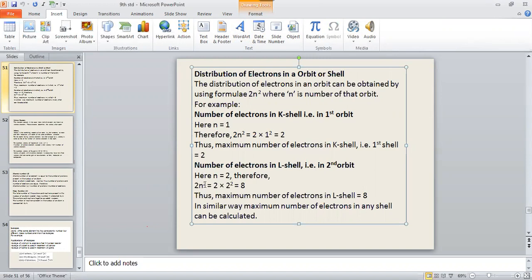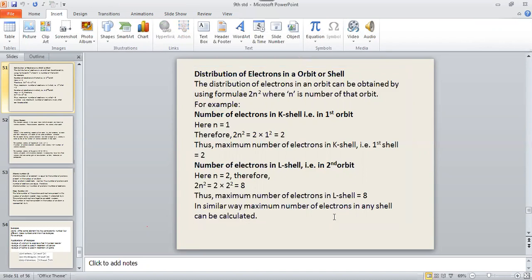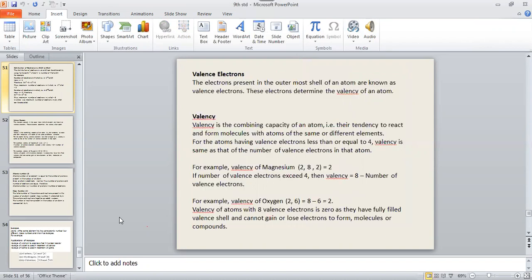Therefore, in the 2n² formula, we will substitute the value of n as 2. So 2 into 2 squared is equal to 8. So the maximum number of electrons in the L shell, that is the second orbit, will be 8. In a similar way, the maximum number of electrons in any shell can be calculated.